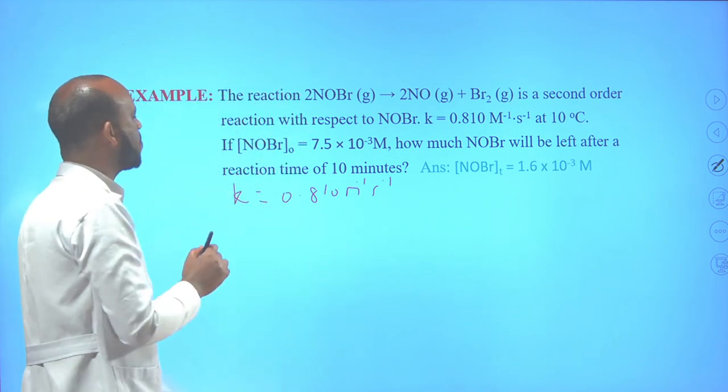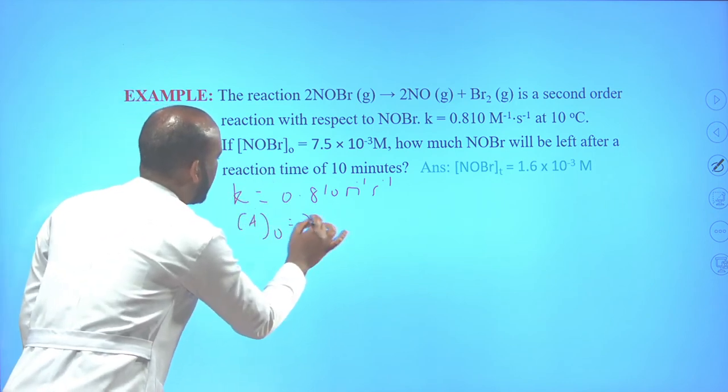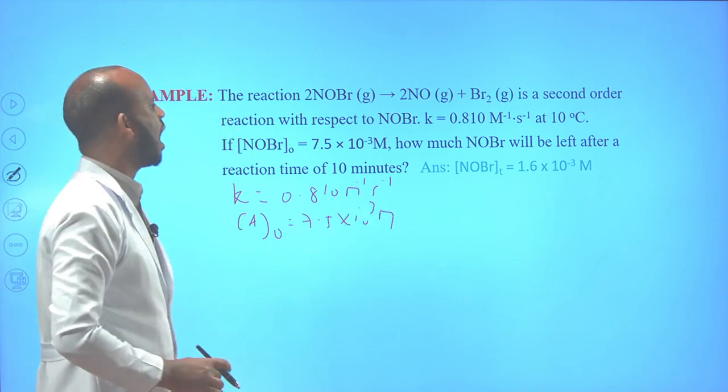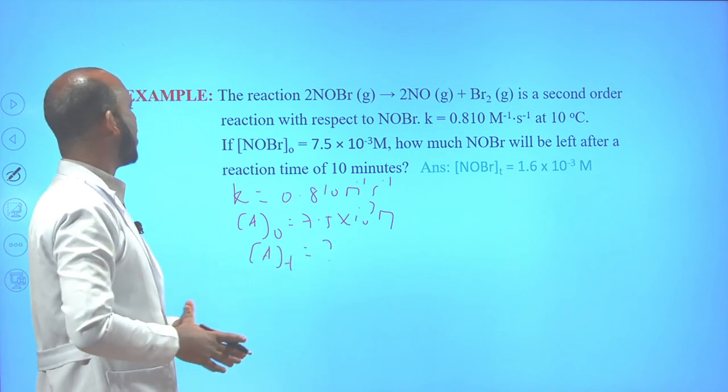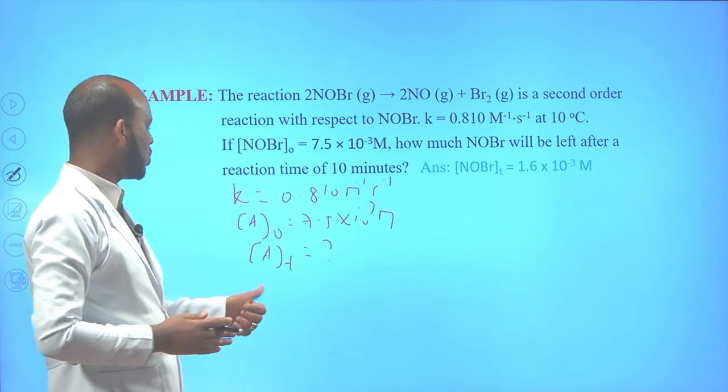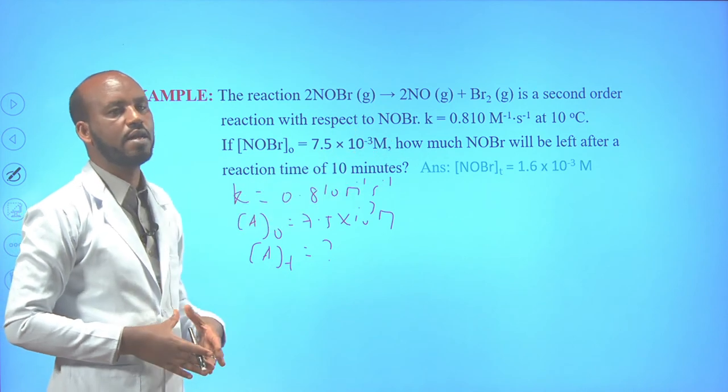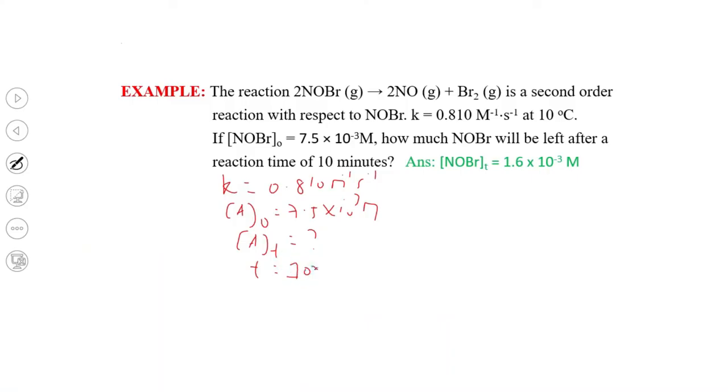Initial concentration of NOBr, initial concentration A naught equal 7.5 times 10 to the power of minus 3 molar. How much NOBr, concentration of A at any time t is unknown, will be left after a reaction time of 10 minutes? What is concentration of NOBr after 10 minutes? Time t is 10 minutes. Now, an integrated rate equation for a second order reaction is this: 1 over concentration of A at any time t minus 1 over A naught, initial concentration, equal k times t. You are asked to calculate this concentration of NOBr after 10 minutes.